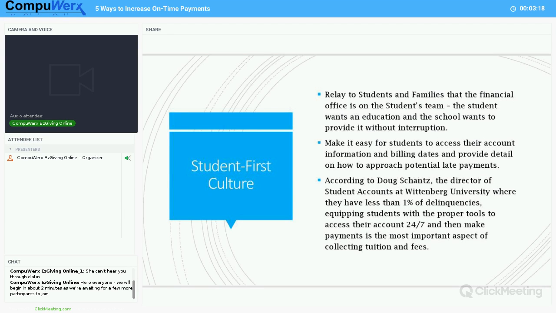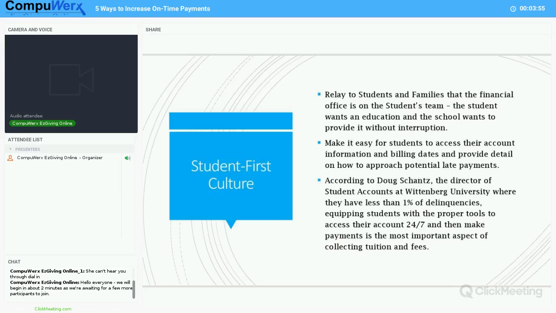And one way to really do that is to start with a student-first culture. Relay to students and families that the financial office is always on the student's team. The student wants an education and the school wants to provide it without interruption. Make it easy for students to access their account information and billing, preferably online, and provide detail on how to approach potential late payments before it becomes a problem. We found that when students are given access to their accounts and can keep track online of their balances and get on top of it, you'll see an increase in on-time payments.